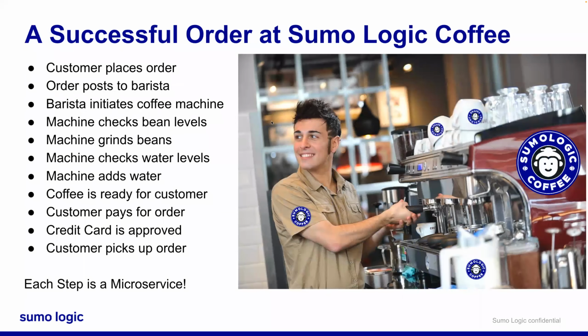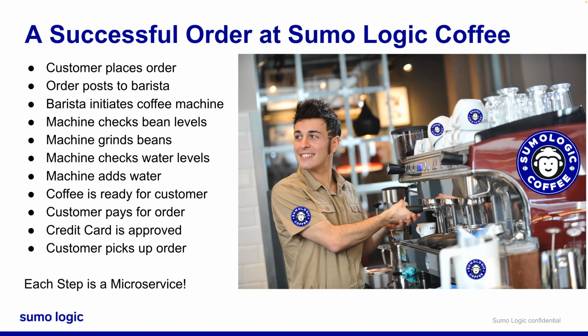Essentially, ordering a cup of coffee is a series of microservices. How does it work? Well, first, the customer is going to place their order. They're going to use our app. They might call over the phone, or they might do it in person. For our scenario, they're going to use the app to place that order for coffee. The order is going to post to the barista.